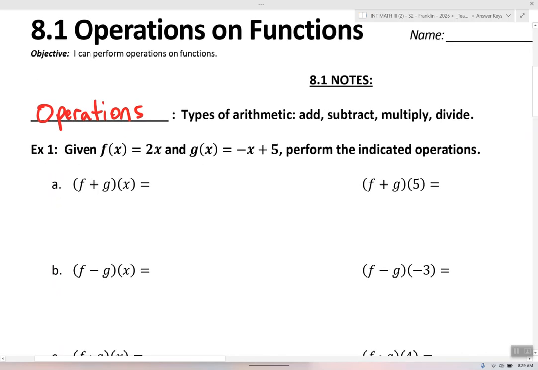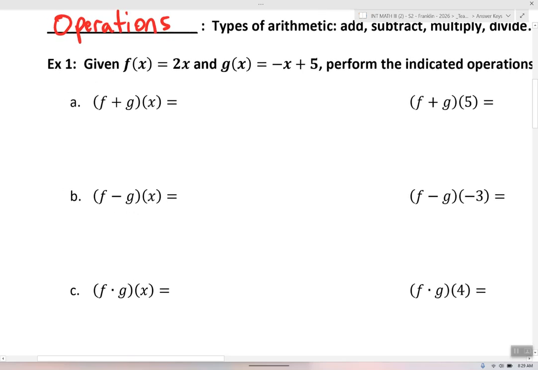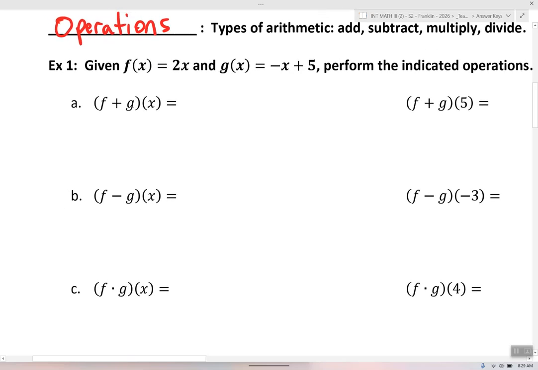So given we have two functions here, f of x equals 2x and g of x equals negative x plus 5, we're going to perform some indicated operations. So we'll start by running down the left side here. So this says f plus g of x. So we're just going to add these two functions together. F of x is 2x, and we're going to add to that g of x, which is negative x plus 5. And then all we have to do is combine like terms. 2x plus negative 1x is 1x plus 5. There we go.